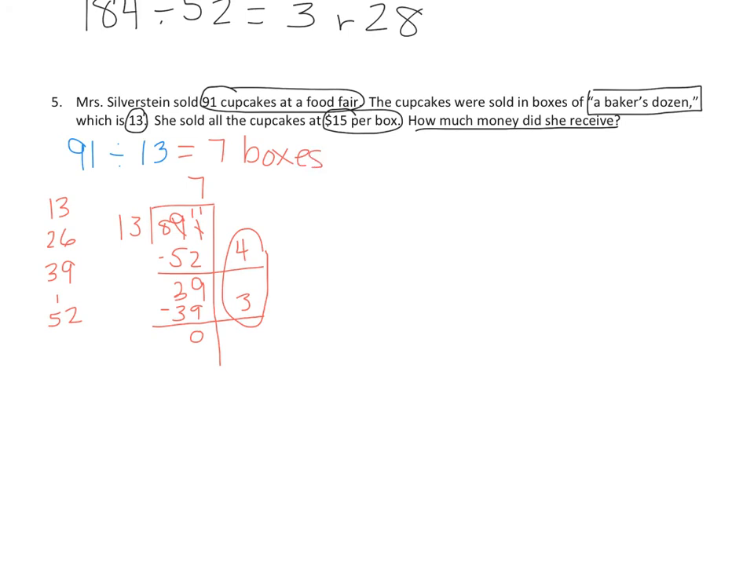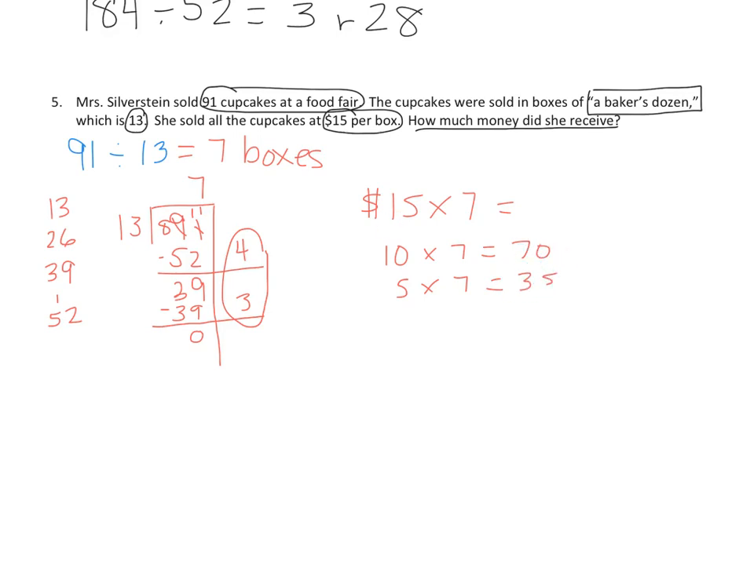at the food fair. So if she had 7 boxes at the food fair and she sold each box for $15, now we're going to have to multiply $15 by 7 to give us our answer. Here's what I'm going to do. I'm going to break up 15. I know that 10 and 5 give me 15. I know that 10 times 7 is going to give me 70. And I know that 5 times 7 is going to give me 35.